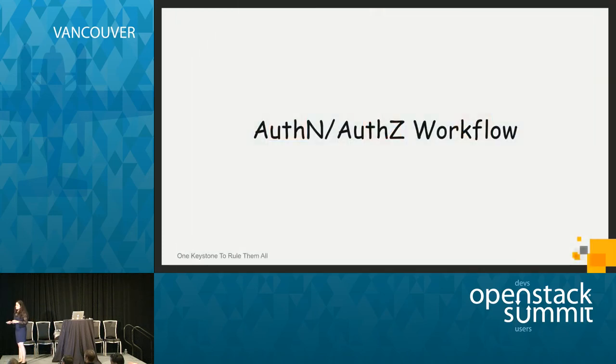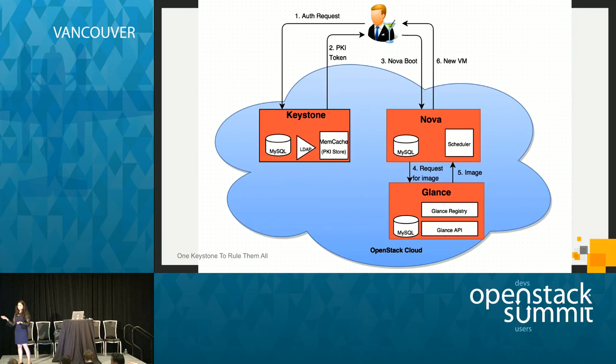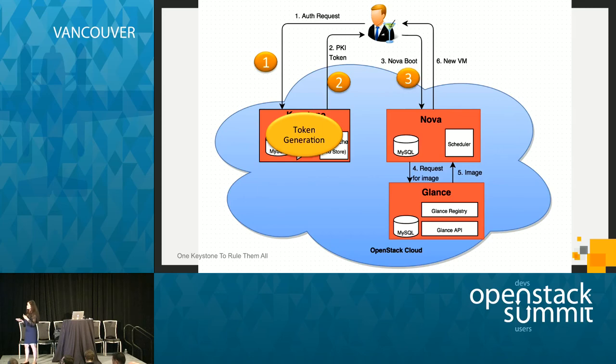Now, at a very high level, here is how the authentication and authorization workflow runs in our infrastructure. For any OpenStack cloud, the user requests a token, and sends the username and password to Keystone. Keystone generates a session token and returns it. The user takes that token, goes back to Nova, and requests a new VM.